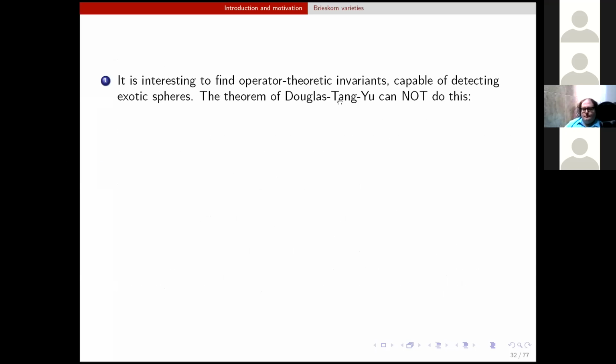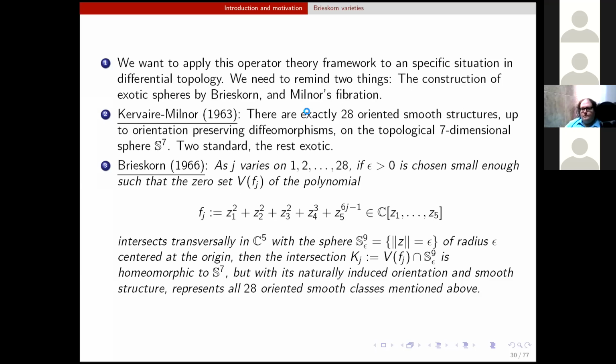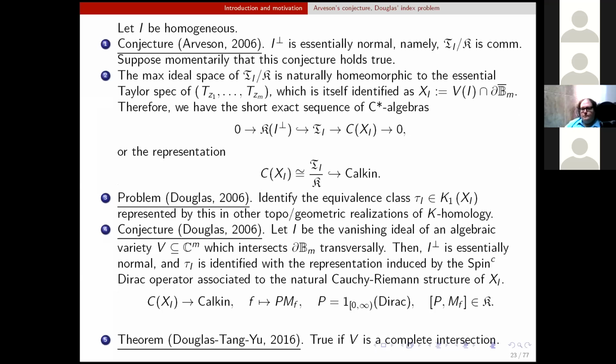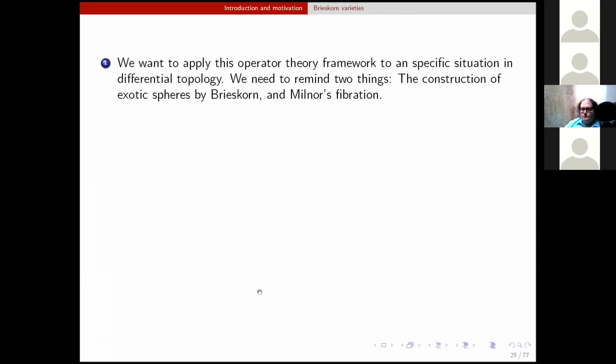So that is one of his motivations to study this problem. And I'm going to tell you that the Douglas-Tang theorem that I have mentioned before, this K theory theorem here, which identifies the Toeplitz extension with the spin-C Dirac extension, this theorem is not capable of detecting exotic spheres.